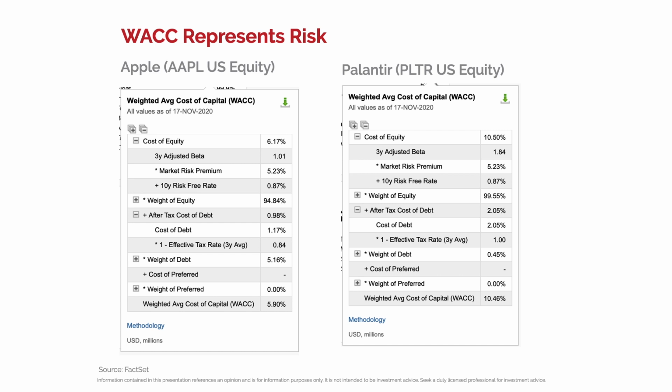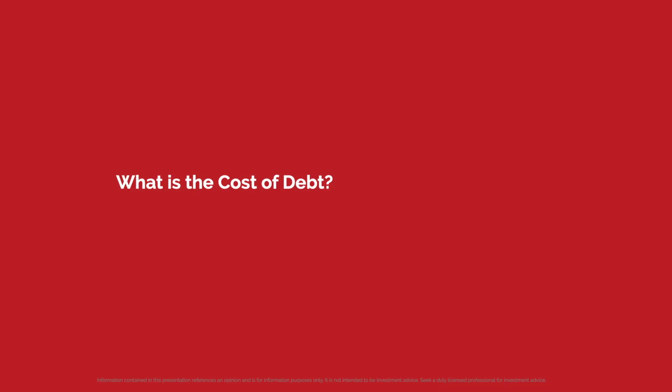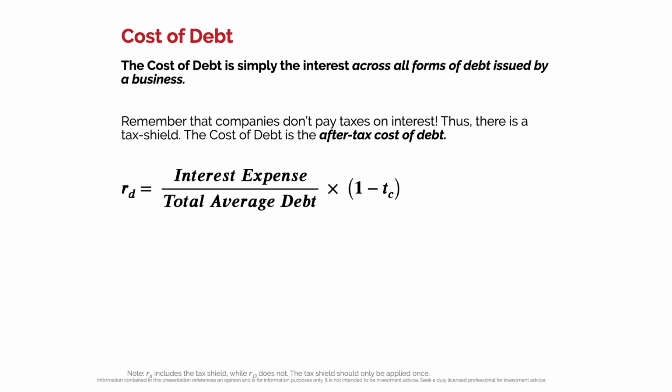So now let's talk about how we figure out the cost of equity and the cost of debt. So what is the cost of debt? The cost of debt is simply the interest across all forms of debt issued by a business. But remember, companies don't pay taxes on interest, so that's why we have to account for our tax shield. So the cost of debt is the after-tax cost of debt.